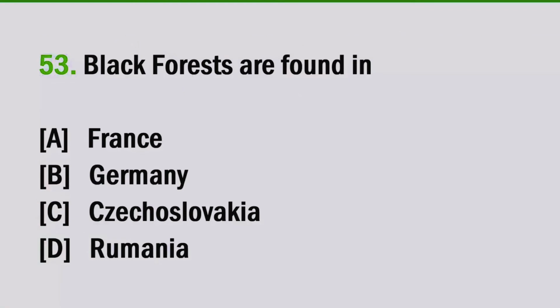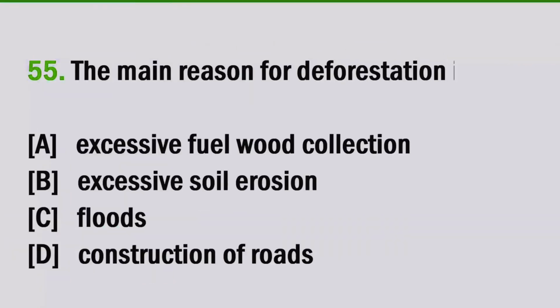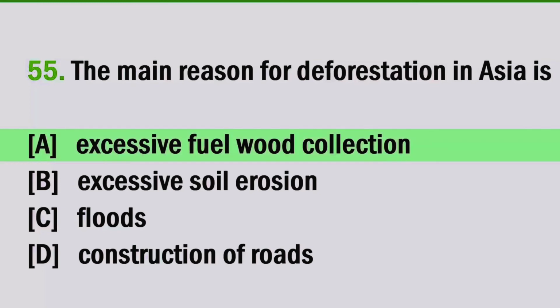Black forests are found in? Answer B. Germany. The largest island in the world is Greenland. It is an integral part of? Answer C. Denmark. The main reason for deforestation in Asia is? Answer A. Excessive fuel wood collection.